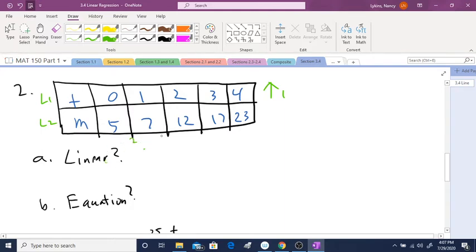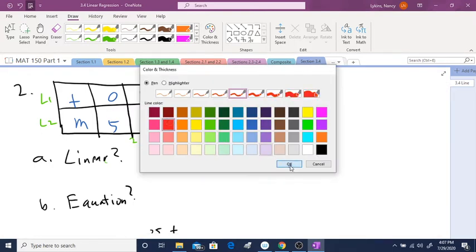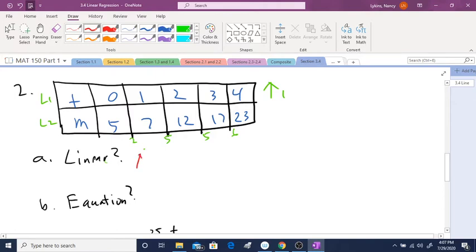But take a look at this. That's going up by 2. 7 and 12 goes up by 5. 12 and 17 goes up by 5. 17 and 23 goes up by 6. So is it linear? Absolutely not. They have to go up by the same amount.